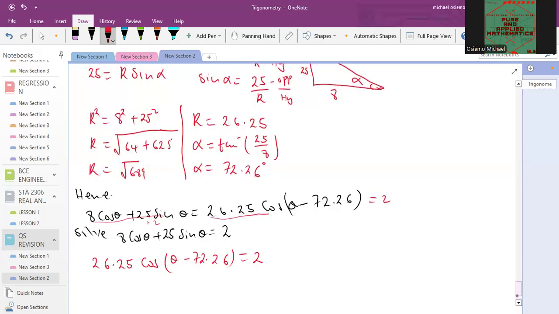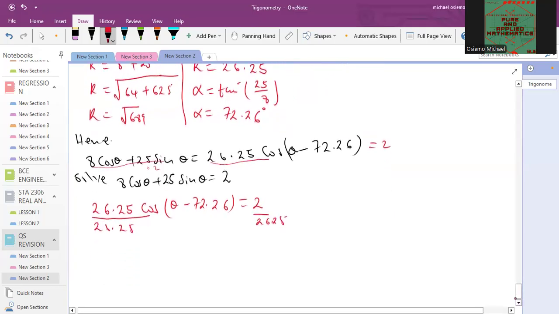So from that point, we divide both sides by 26.25. So this means that we have cos of theta minus 72.26 is equal to 2 over 26.25.